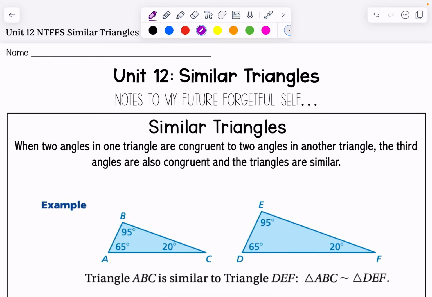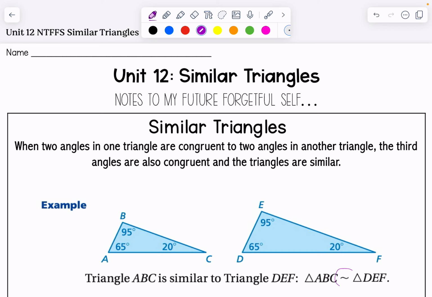Hi, seventh graders. We are going to talk about similar triangles today and similar figures. Similar triangles are when two angles in one triangle are congruent to two angles in another triangle. Then that automatically means that the third angle is going to be congruent. And so we call those similar triangles. Basically, as long as the angles are congruent, the size might be different, okay? But if the angles are all congruent, then we say that they are similar triangles.